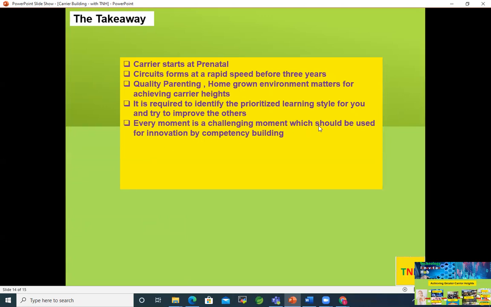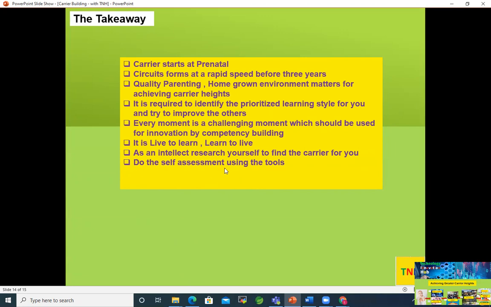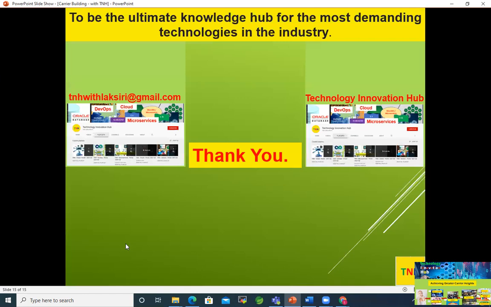Every moment is a challenging moment, which should be used for innovation through competency building. Live to learn, learn to live, as the famous saying goes. And as an intellect, research yourself to find the career for you. I have explained this in great detail. Do the self-assessment using the tools we went through just now. Build your academic, industrial, and domain-level qualifications in parallel. We did that with academic, industry, and career mapping. So that's the end of it.